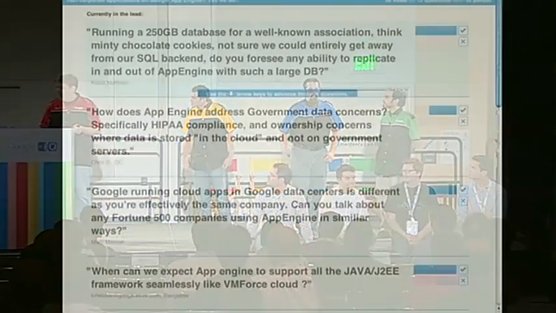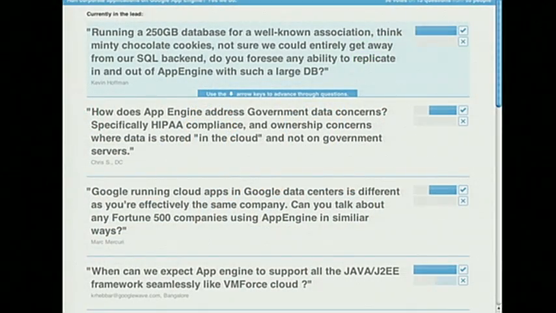Now let's go to a question that appeared on the moderator. I think this is another one for Sean, actually. How does App Engine address government data concerns, specifically HIPAA compliance and ownership concerns where data is stored in the cloud and not on government servers? Sure, I'll go ahead and take this one. It's a tough question. There are a lot of different certifications, and some of them are really stringent. For the App Engine product as it is today, and for the App Engine business product, we are pursuing these certifications for our data centers.